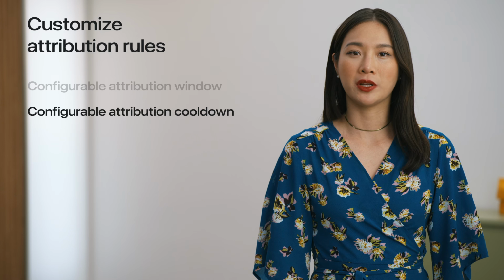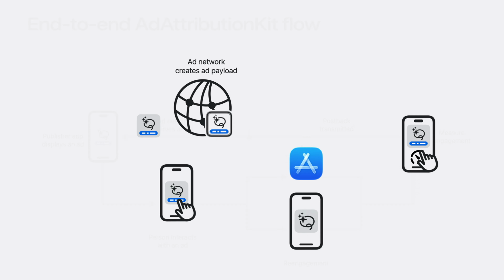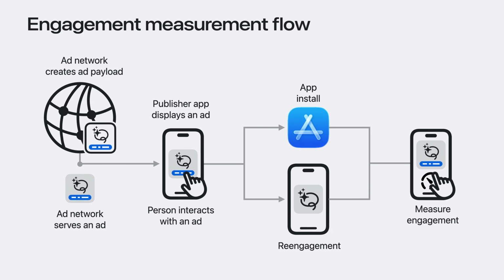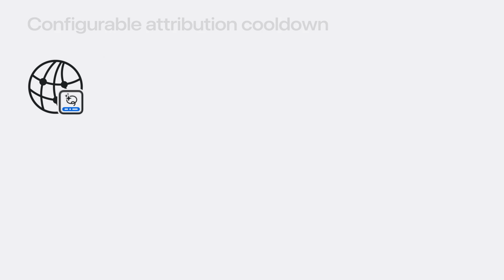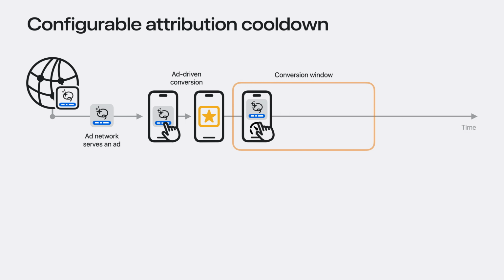The second way in which you can adjust your attribution flow is the configurable cooldown. Revisiting the end-to-end ad attribution flow, let's focus on the user engagement measurement following an ad-driven conversion. After an ad network serves an ad, and the ad-driven conversion happens, the window for advertisers to measure user engagement opens. We refer to this window as the conversion window. Advertisers could measure the value of the conversion based on activities people take in their app, such as subscription and in-app purchase, by invoking the update conversion value API.